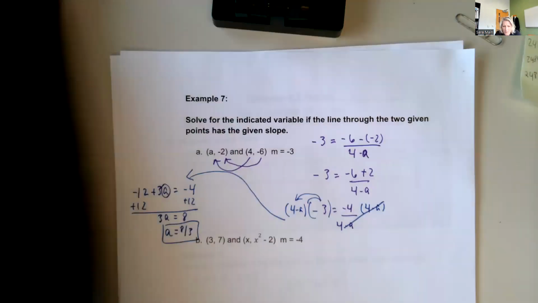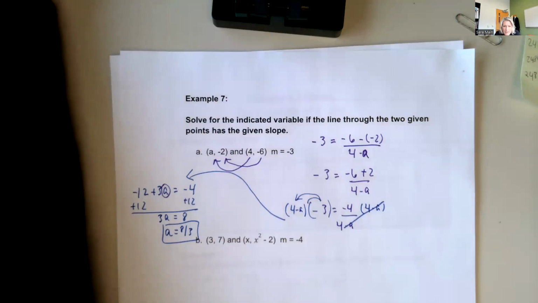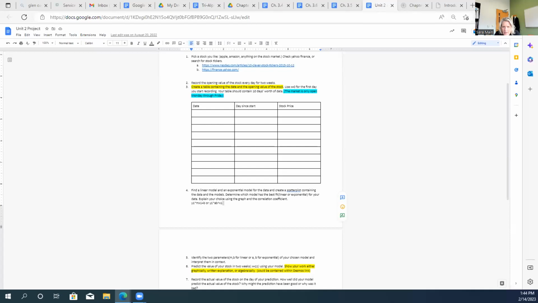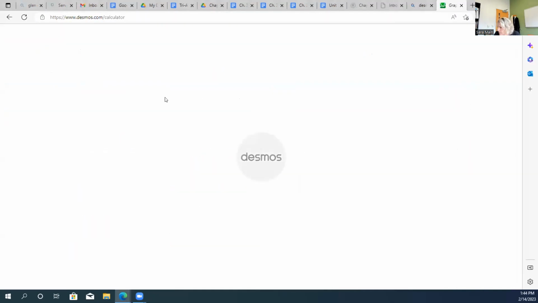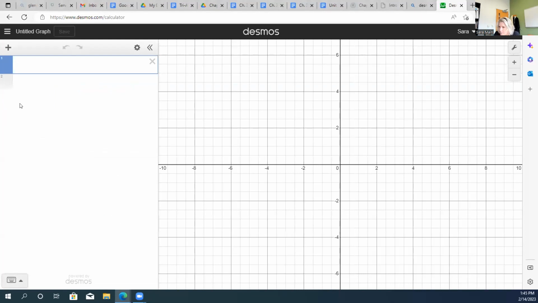And because we are mathematicians, we can prove it. So I am sharing my screen here and going to Desmos. And I'm going to put this in and just validate that we get a slope of negative 3. So in my numerator, I have a negative 6 subtracting negative 2. And then in my denominator, I have 4 subtracting 8/3. And it does check out to be a negative 3.